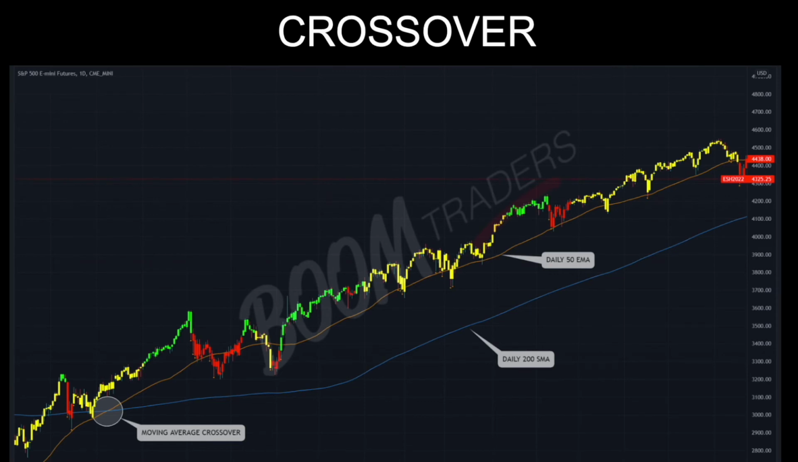Let's go back to the chart. Again, same chart, S&P 500 futures from last year. And I have highlighted the spot where the moving average crossover has happened, just here. And you can see that this crossover was followed by an 18 months long bullish move. It was an amazing buy signal. So you should definitely pay attention to this type of signals.